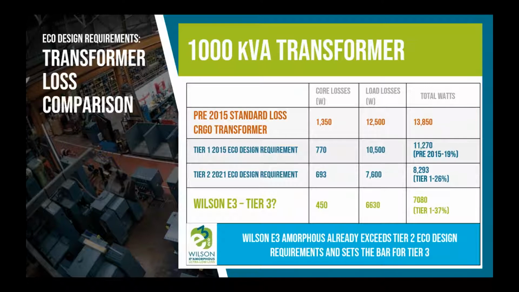And then we have our Wilson E3 Tier 3. This product offers 37% lower losses than Tier 1, so it far exceeds what Tier 2 does really. And we'll mention a bit later on about Tier 3 and when it will become more clear to us with the timeline.